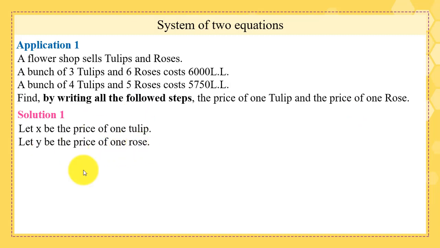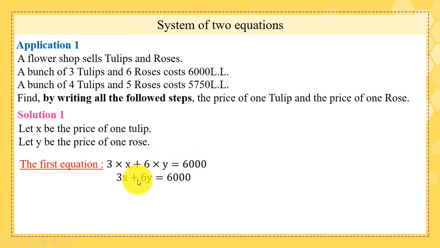Second step is to organize the system. We use the statements in the problem. The first equation is 3 times X plus 6 times Y, equal to 6,000. 3 times X represents the price of 3 tulips and 6 times Y represents the price of 6 roses. The sum of the prices is 6,000. So 3X plus 6Y equal to 6,000.